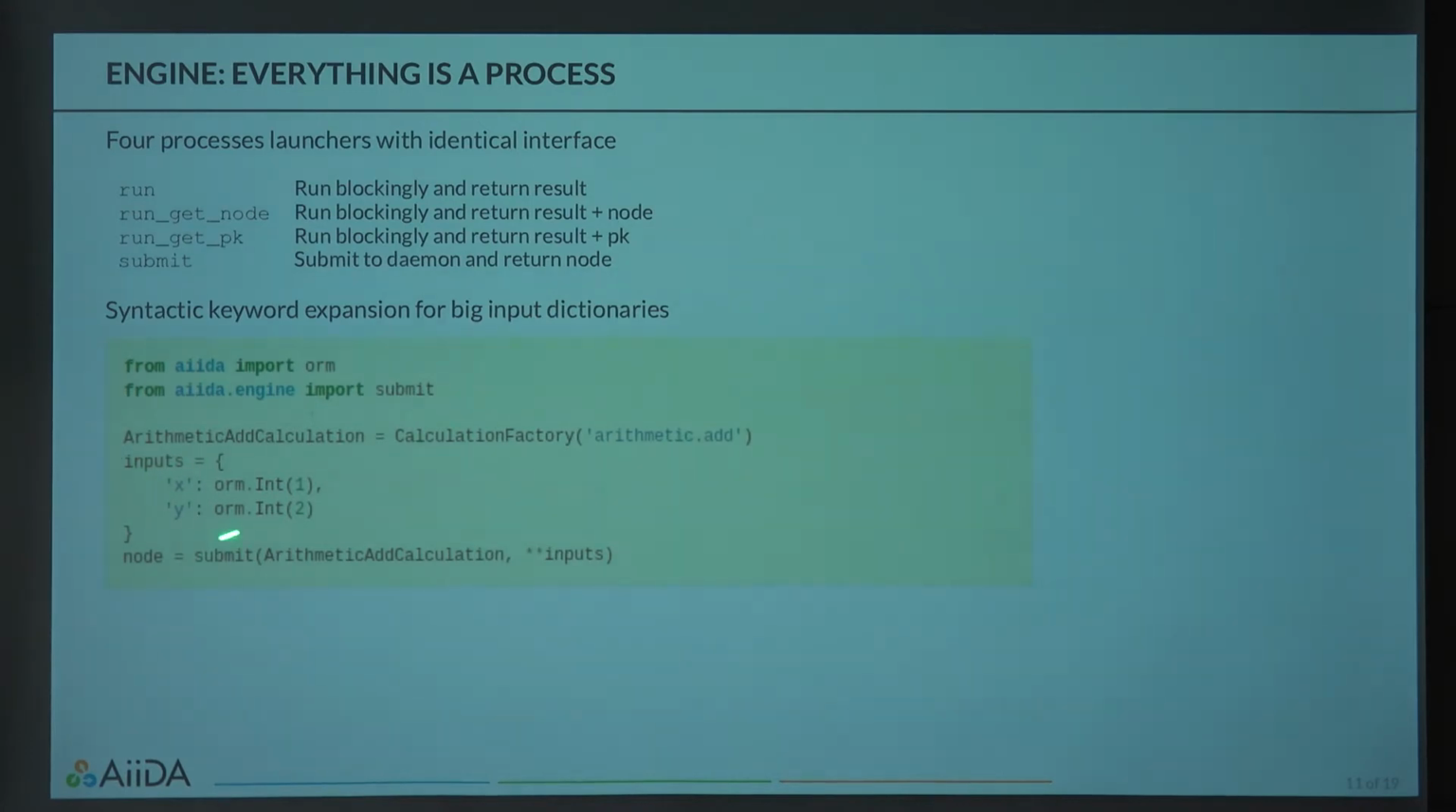You can instead just define your inputs in a dictionary. So here we define x and y as our inputs, and then you can use the ** syntax, which is just Python syntax, which basically expands this dictionary into the keyword arguments that we expect. So this is useful if you start building huge dictionaries of inputs. It's easier to have them line by line.